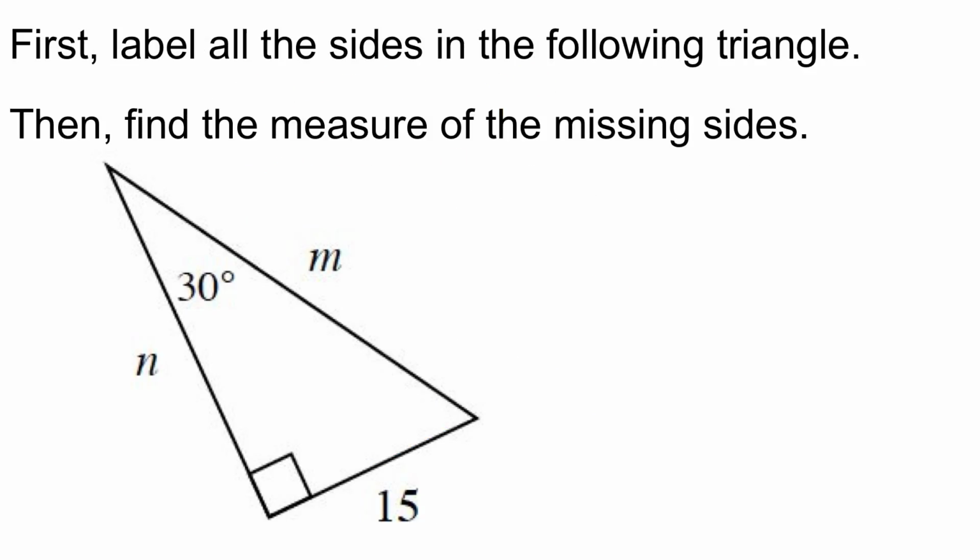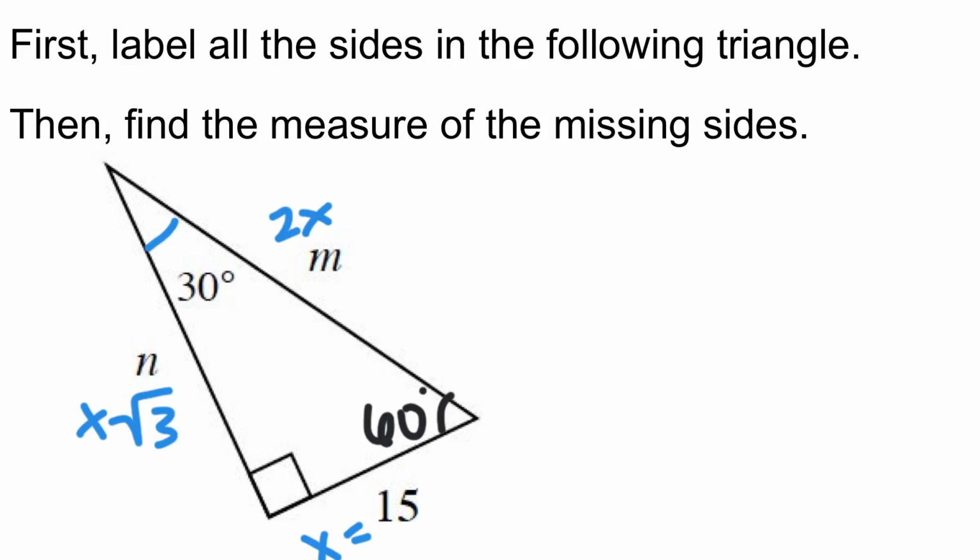Here's our first example. First label all the sides in the following triangle and then find the measure of the missing angles. Using what I did before, let me label this as 60 just so I know what I'm talking about. And opposite of 30 is always going to be x. So this x equals 15. Now, opposite of the 60 is always going to be x square root of 3. So this is x square root of 3. And opposite of the 90 is always going to be 2x.